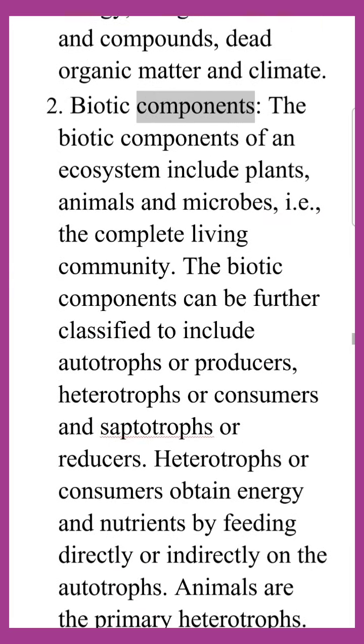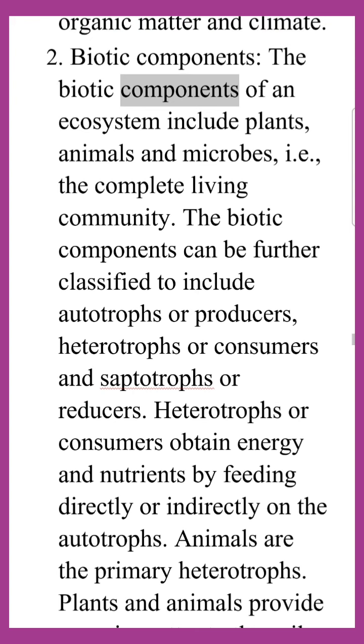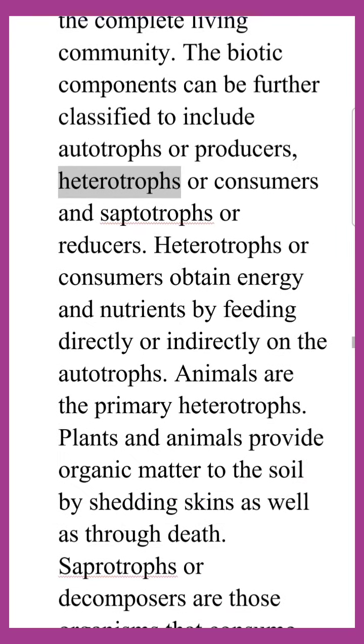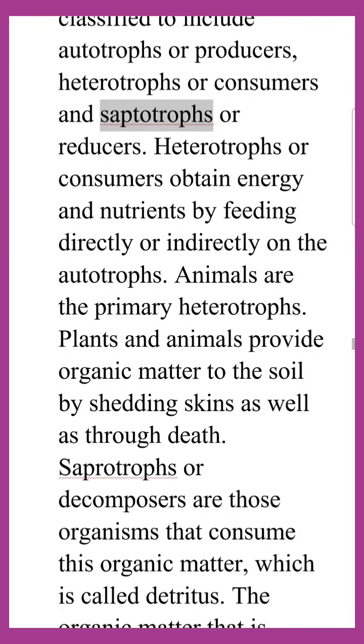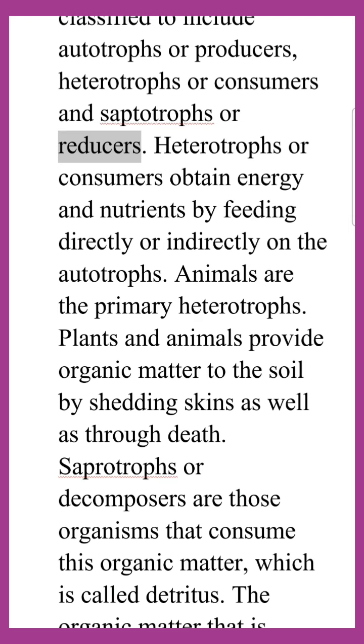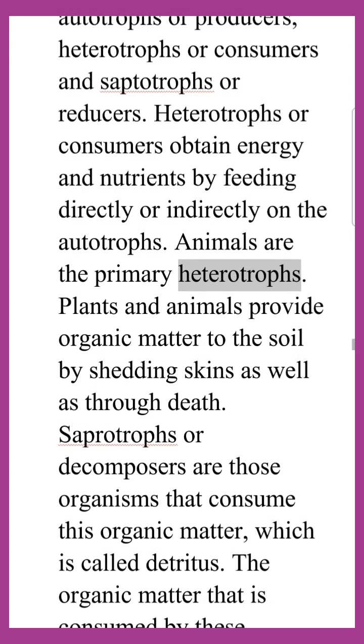Biotic components. The biotic components of an ecosystem include plants, animals and microbes, i.e., the complete living community. The biotic components can be further classified to include autotrophs or producers, heterotrophs or consumers, and saprotrophs or reducers. Heterotrophs or consumers obtain energy and nutrients by feeding directly or indirectly on the autotrophs. Animals are the primary heterotrophs.